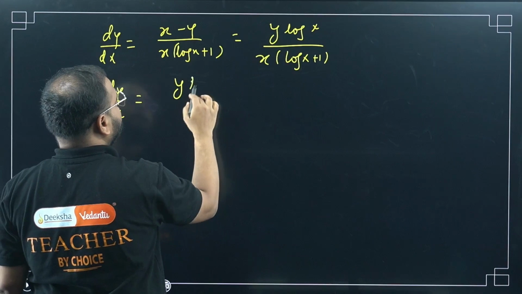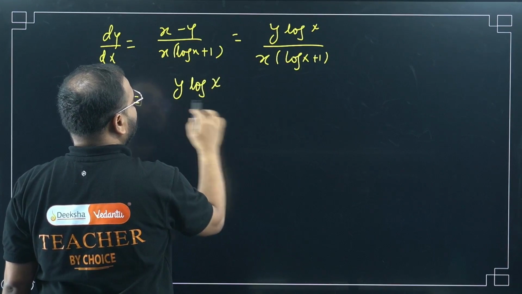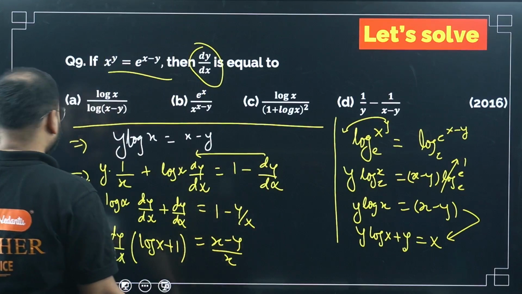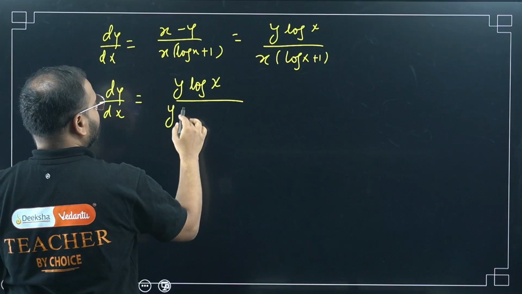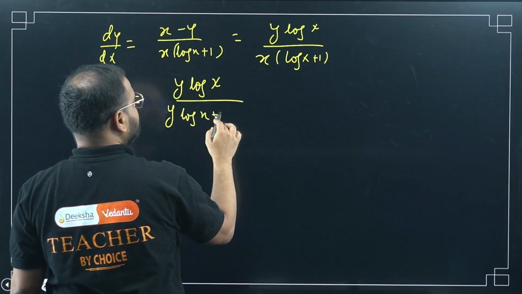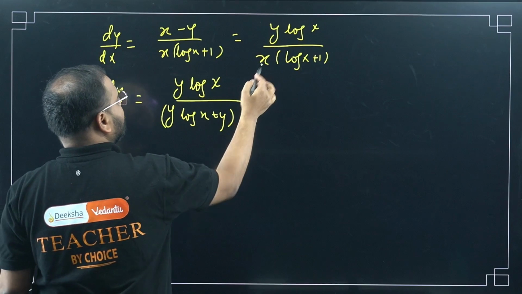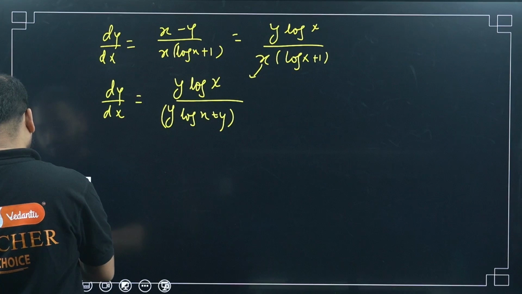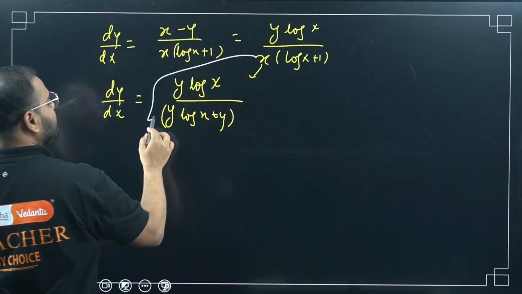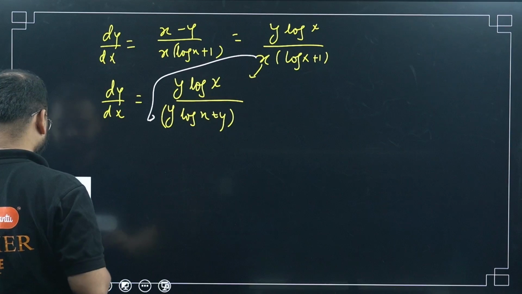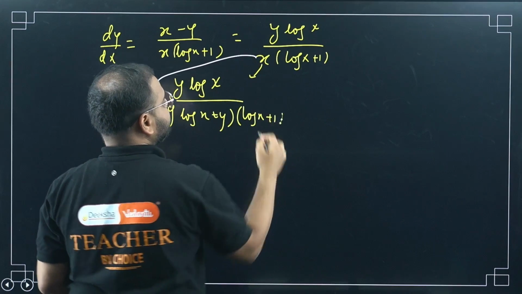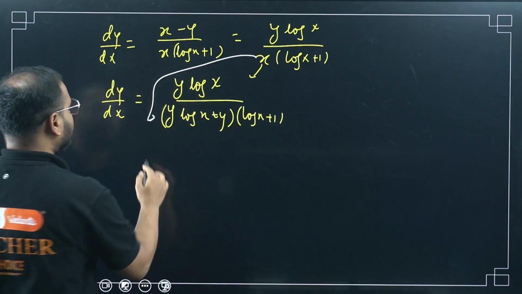So y log x upon y log x plus y. This is written in place of x, only in place of x. I'm writing this if you want to know, this is my x value. Now please continue, multiplied with log x plus 1.